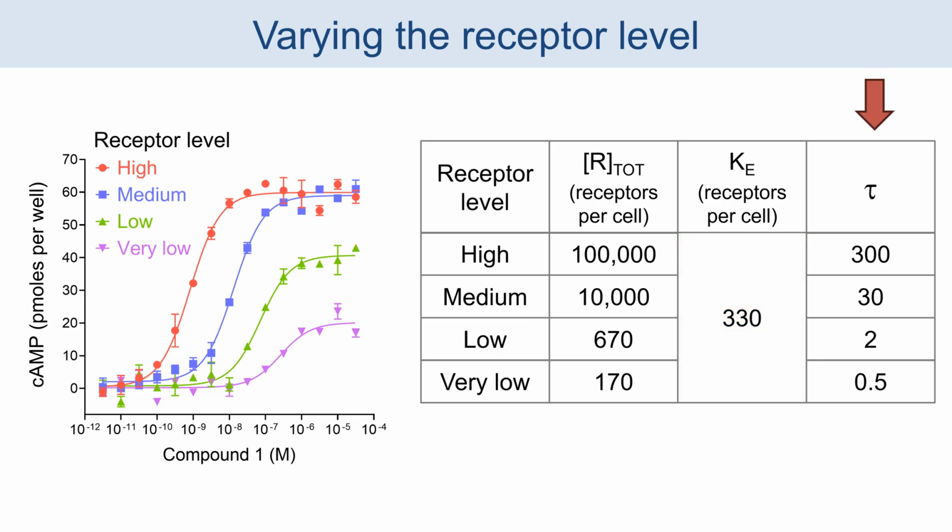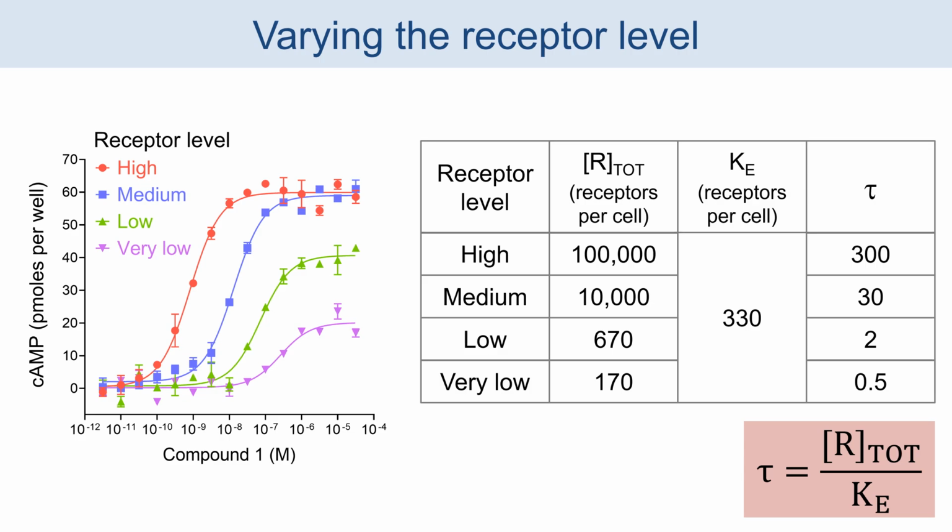Then here are the calculated tau values. Remember, tau is calculated simply as R tot divided by Ke. This means the higher the receptor concentration, the higher the value of tau, because R tot is on the top of this fraction. Here we see the calculated tau values vary from 300 for the high expressing cells down to 0.5 for the very low expressing cells.